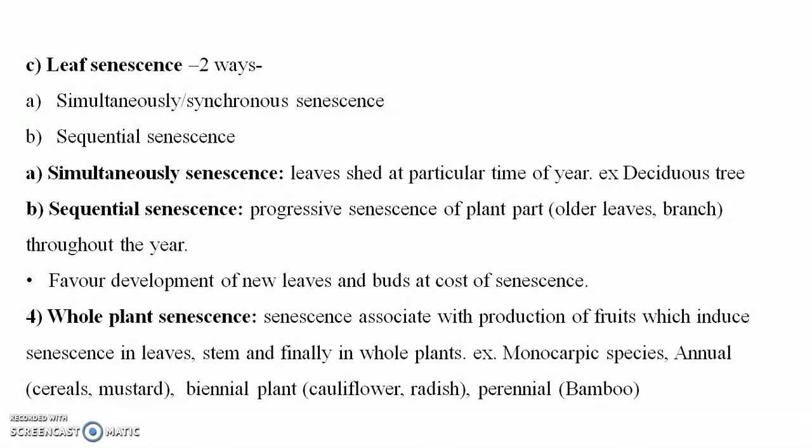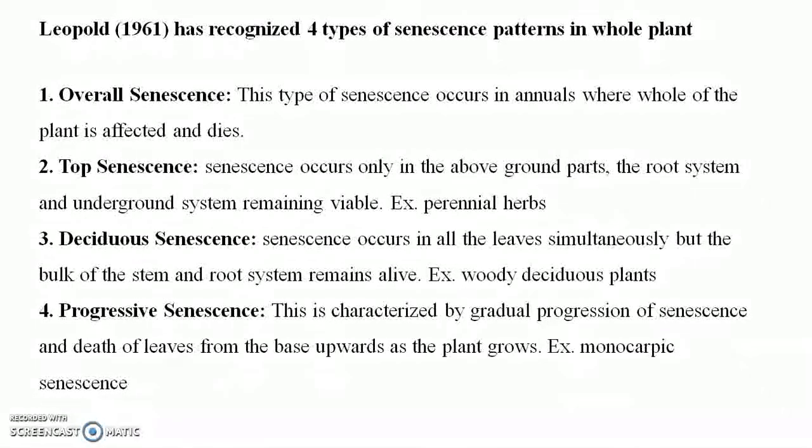Fourth is whole plant senescence. This senescence is associated with the production of fruit, which induces senescence in leaves, stem, and finally the whole plant. Examples of monocarpic species: annual cereals, mustard, and similar crops. Second is biennial plants: cauliflower, radish. Perennial plant: bamboos. These are examples of whole plant senescence.